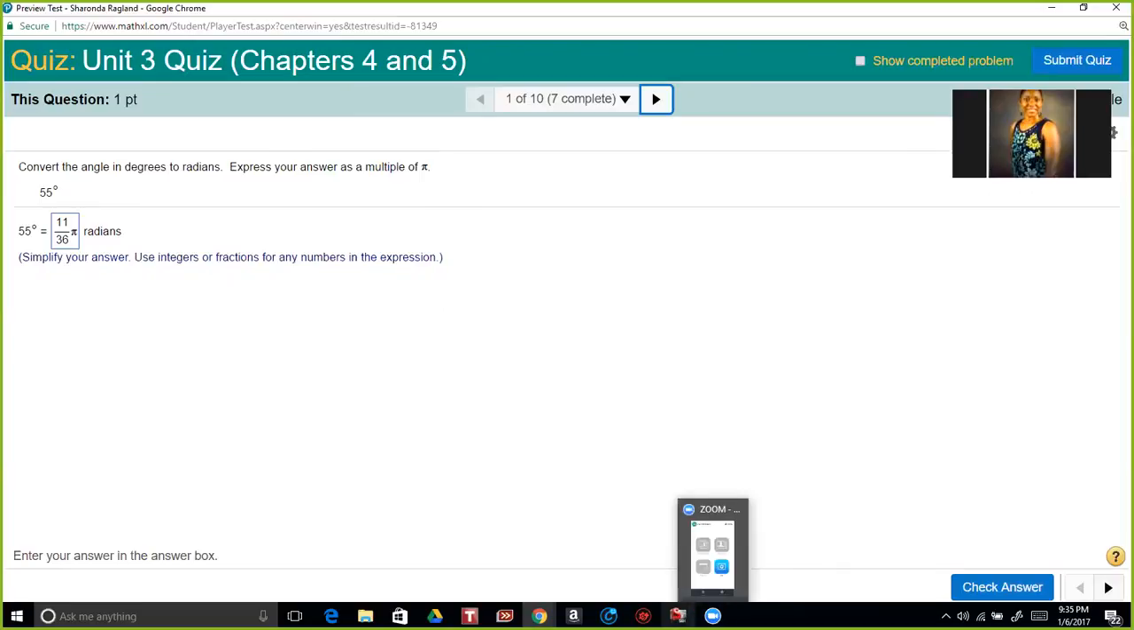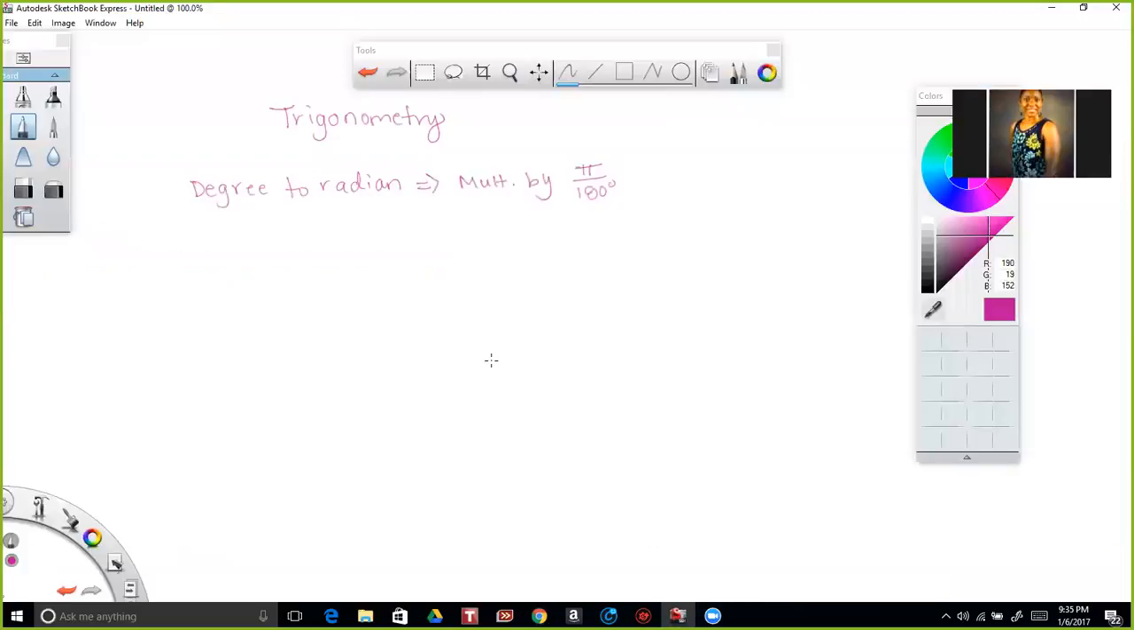And if we go back, I have some notes here. When you are converting from degrees to radians, you want to multiply by pi over 180 degrees. So you have the 55 degrees. In order to end up in radians, you want the degree at the bottom and the radian on top. The relationship between pi and 180 is that 1 pi radians is equal to 180 degrees.